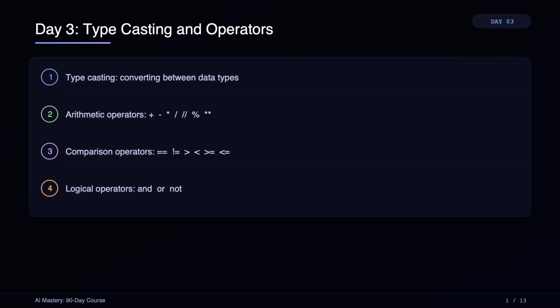Let us start with typecasting. The word casting comes from the idea of pouring a material into a mold to change its shape. In programming, casting means taking a value that exists as one data type and converting it into a different data type. Python supports 2 kinds of typecasting, and understanding both is essential.